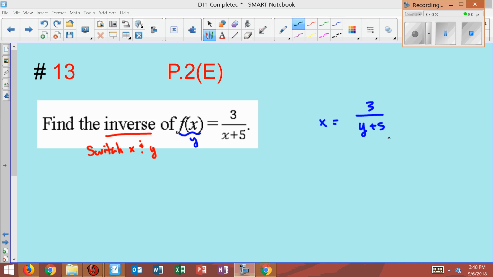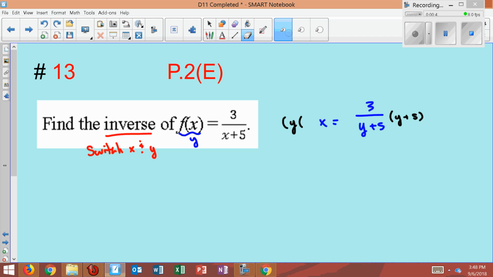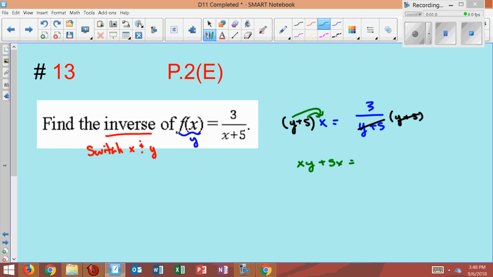So if I want to solve this, I'd first notice y plus 5 is dividing from 3. If I've got to get the y isolated, I've got to get it out of the denominator. So the first thing I'm going to do is multiply by y plus 5. If you multiply, you have to do that on both sides. So I'm going to take y plus 5 over here, multiply it times x. Now this goes away, and I'm going to have to distribute over here. So I have xy plus 5x. I distributed this, multiplied and multiplied, and I'm setting that equal to 3.